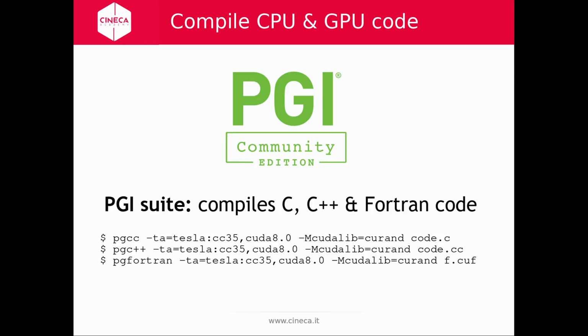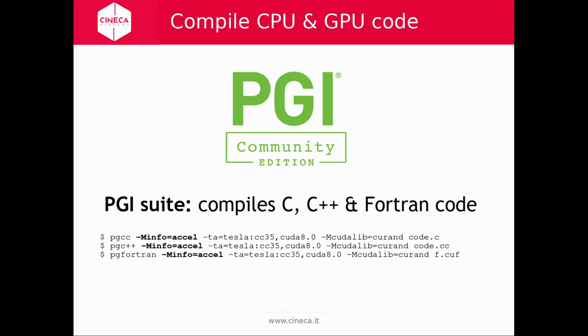But one very important thing is that since this is a directive-based approach, the compiler is generating code for you, and you can get extremely important information on what the compiler is doing by adding this option here, -Minfo=accel. So this is what you should actually use in the rest of this afternoon.